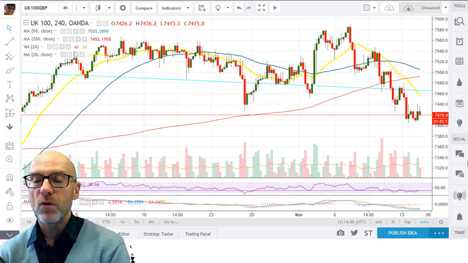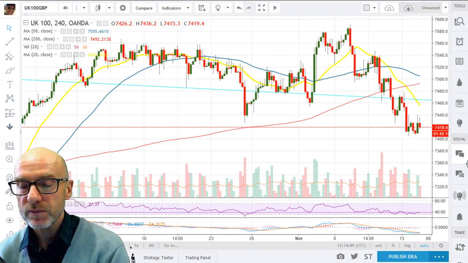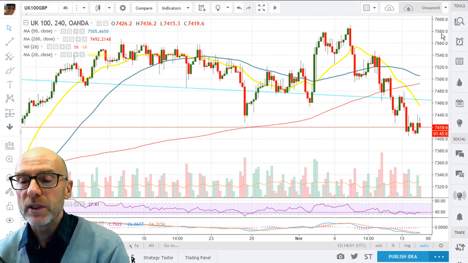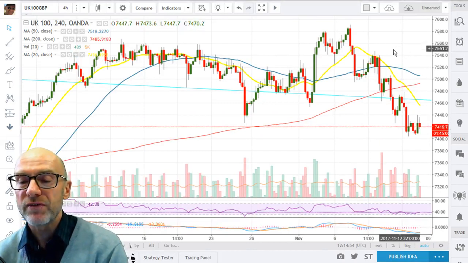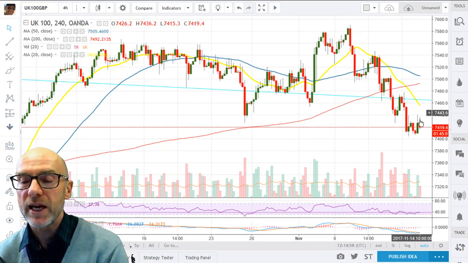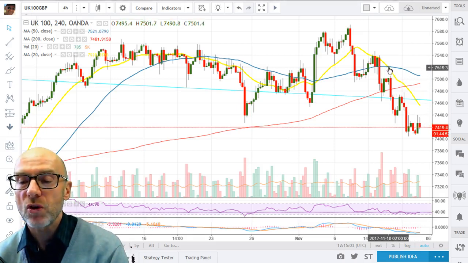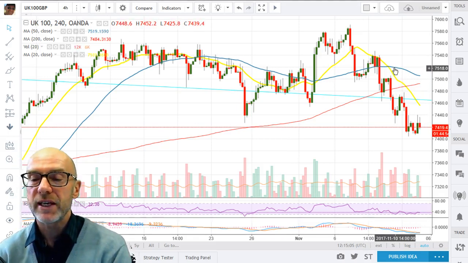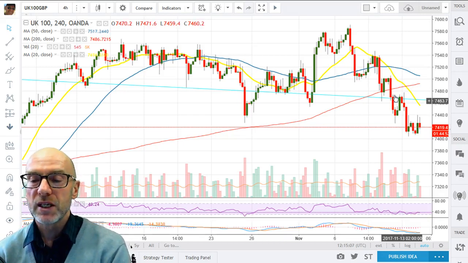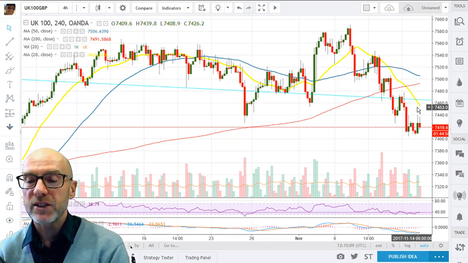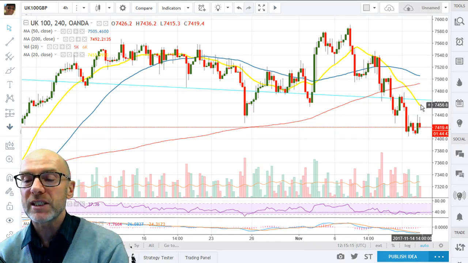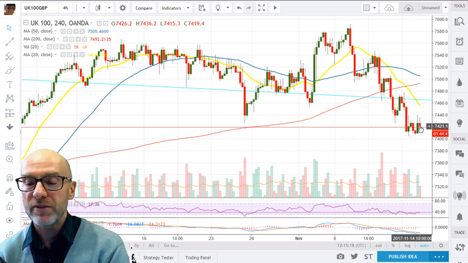On the 4-hour picture, we've moved below all the moving averages. The 50 and the 200 did give support for a short time, but they've now collapsed. We have had a bearish cross, the 20 crossing the 50, so be aware of that. So they all look quite negative. 200 still moving up, but that will start to roll, perhaps getting overextended away from 20 and 50.